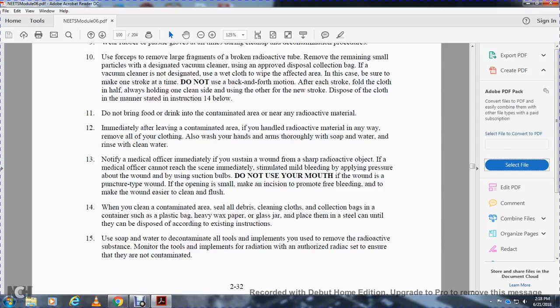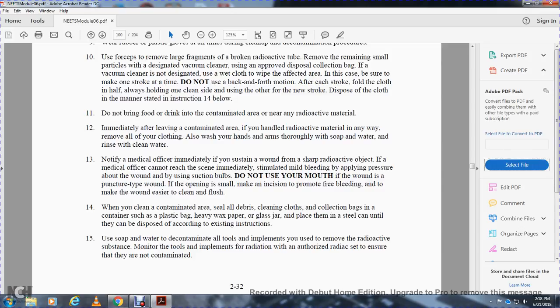Do not bring food or drink into a contaminated area or near the radioactive material. Immediately after leaving the contaminated area, if you handled radioactive material in any way, remove all your clothing. Always wash your hands and arms thoroughly with soap and water and then rinse with clean water. Notify the medical officer immediately if you sustain a wound from a sharp radioactive object.